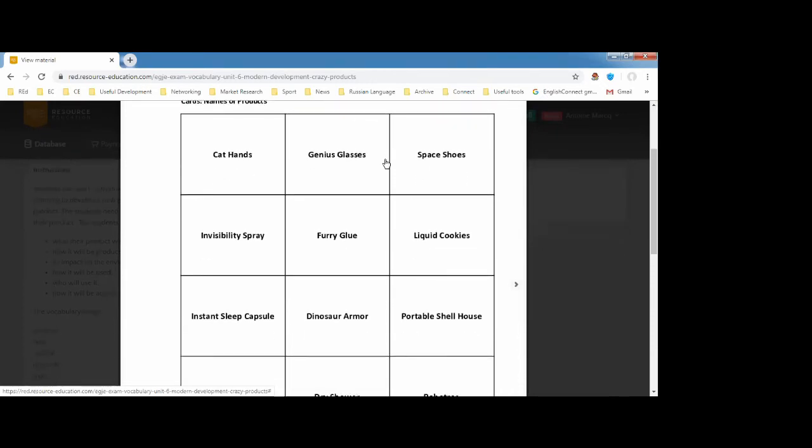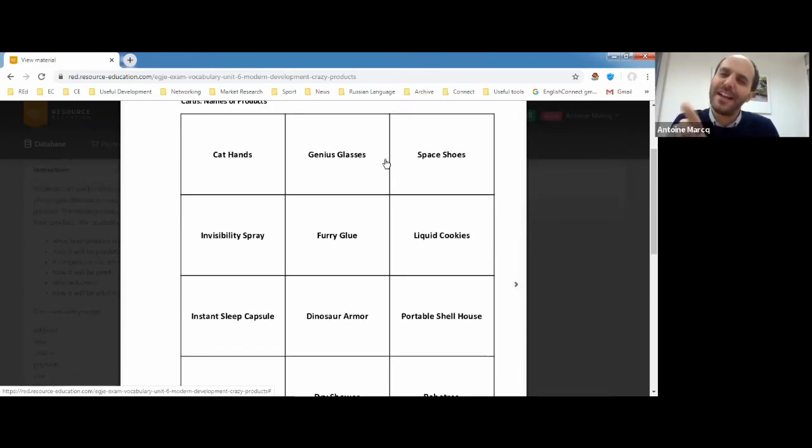Genius glasses. Genius glasses are really great. Now, you would think that the glasses are going to make you smarter than you are and are going to turn you into a genius. No, no, no, not at all. The genius glasses are very simply going to make you look like a genius to every single human being on the planet. No matter what culture they come from, the moment they see you in my genius glasses, they're going to think you're a genius.